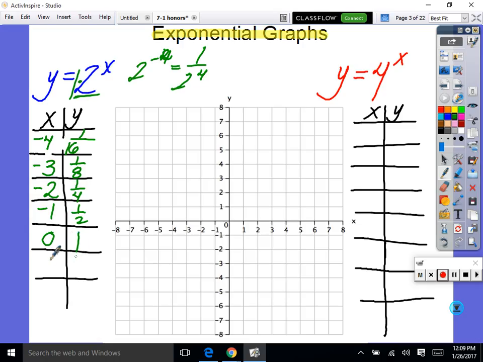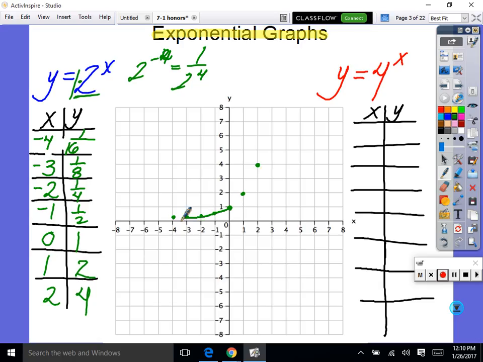So let's plug in 1. Plug in 1, guys. And we plug in 2, we get 4. Okay, let's plot these points. So we're going to -4, barely up at all, correct? -3 up a little more, -2 up a little bit more, right? -1 we're up to a positive 1/2. Over 0 up 1, over 1 up 2, over 2 up 4.